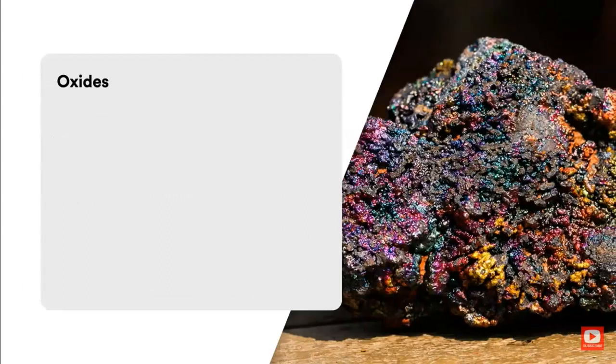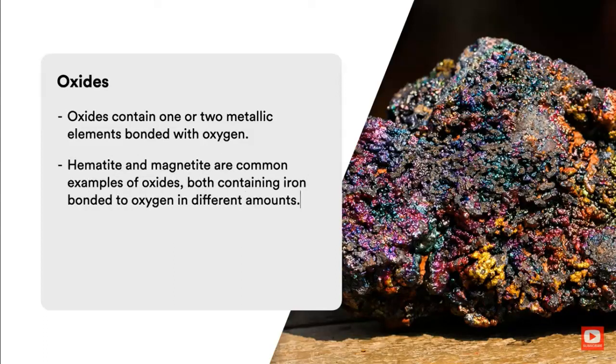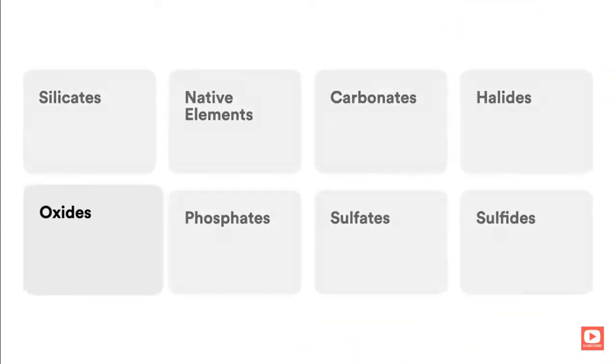Next up would be our oxides. So oxides have one or two metallic elements that are bonded specifically with oxygen. Hematite, magnetite, these are common examples of oxides. Both of them contain iron bonded with oxygen, just in varying amounts. You can see some really interesting samples like this hematite shown here. That's a great example of an oxide mineral.